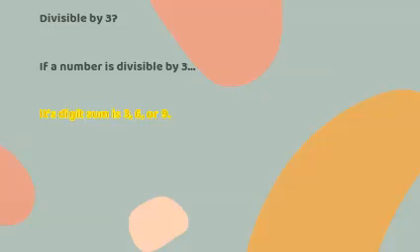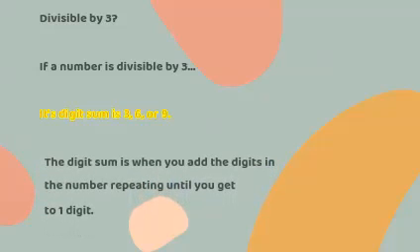There is another way of checking the divisibility by 3. We actually add, or find the digit sum. If you have a number, you add the digits in this number. If the sum is 3, 6, or 9, then this number is divisible by 3. The digit sum is when you add the digits in the number until you get only one digit. I'm going to make an example.